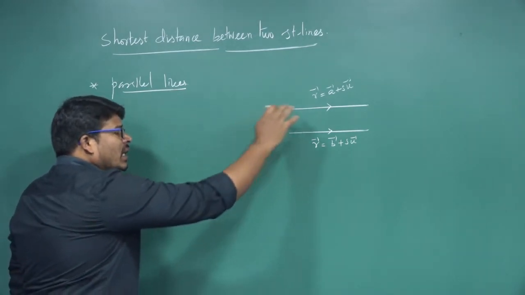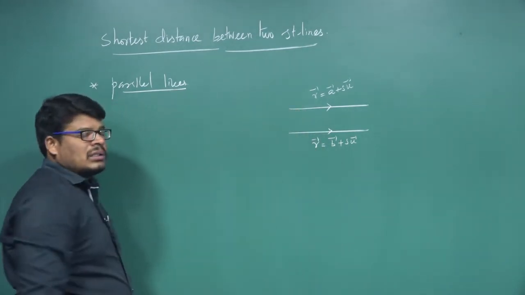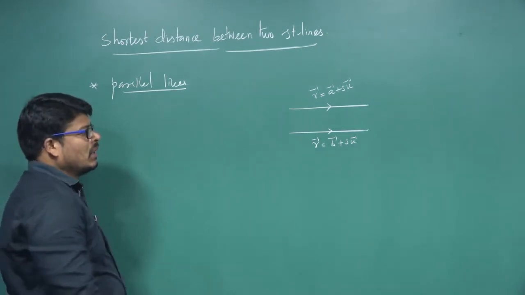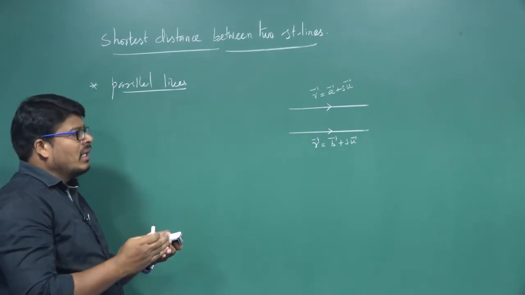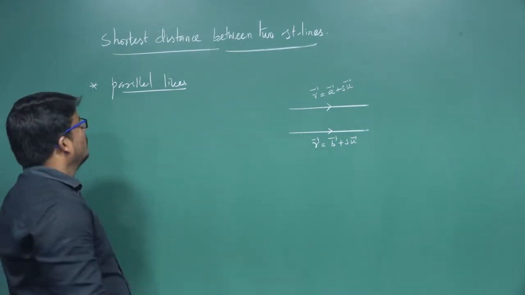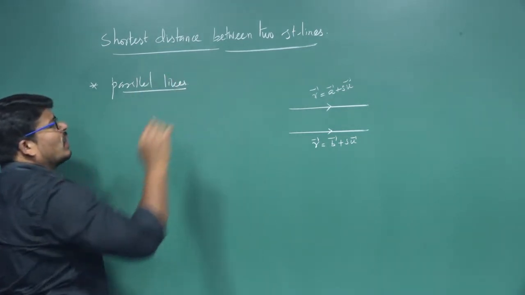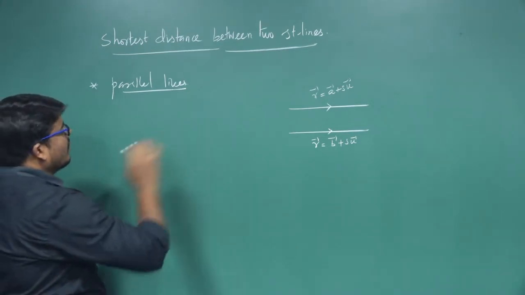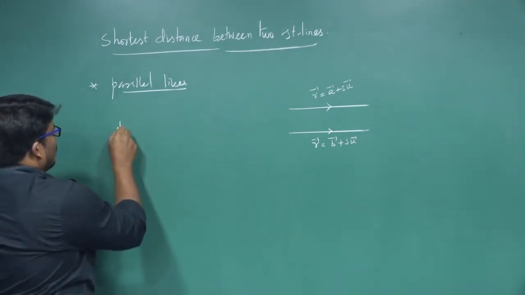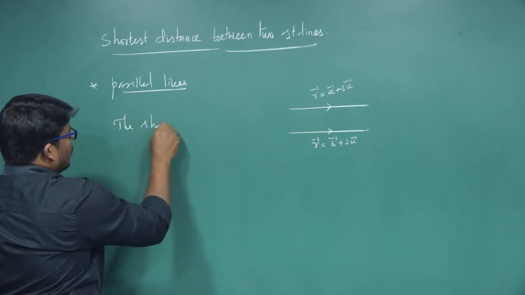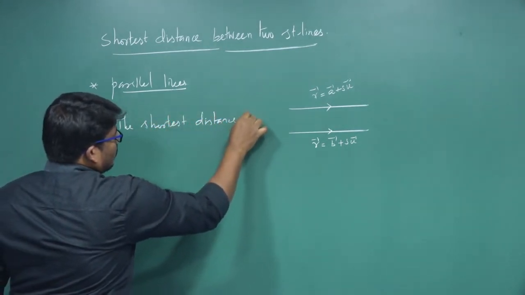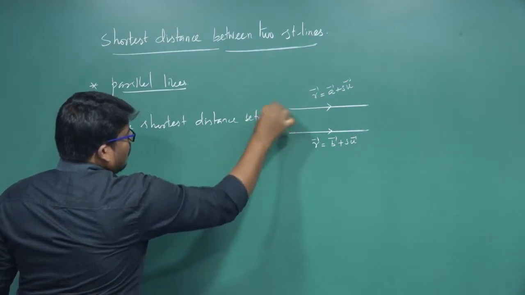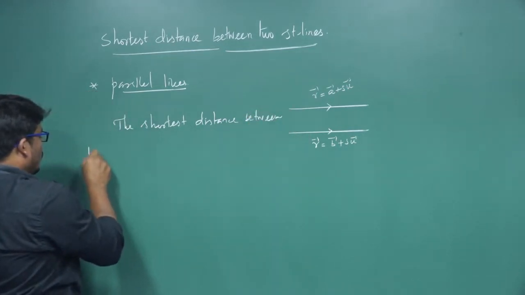Next, the parallel lines are coplanar. Coplanar means the two lines are in the same plane. What is the shortest distance between the two straight lines?